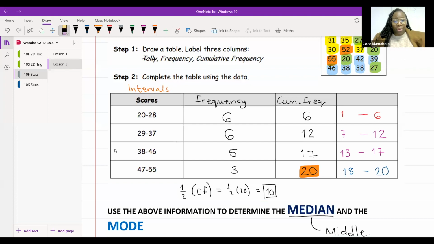Your 5-number summary is two lessons from now, so next week, okay? Because in order to do the 5-number summary, I need to teach range, interquartile range, percentiles. I need to teach all of that first. Okay.